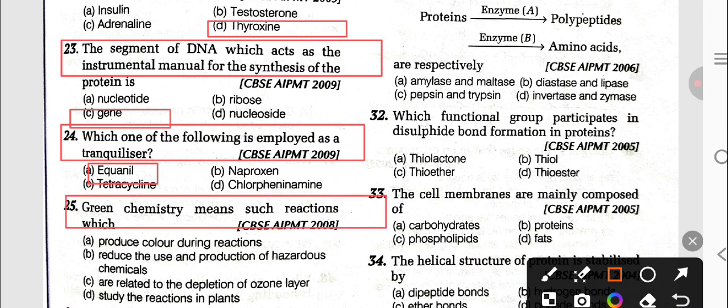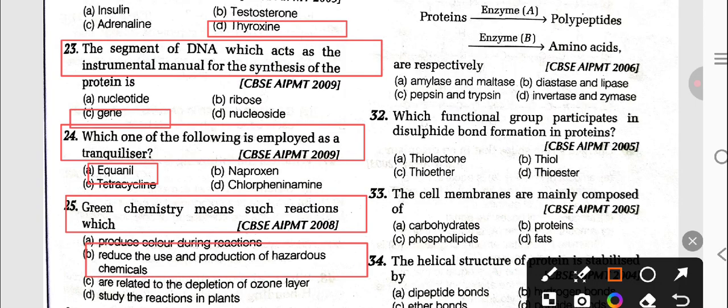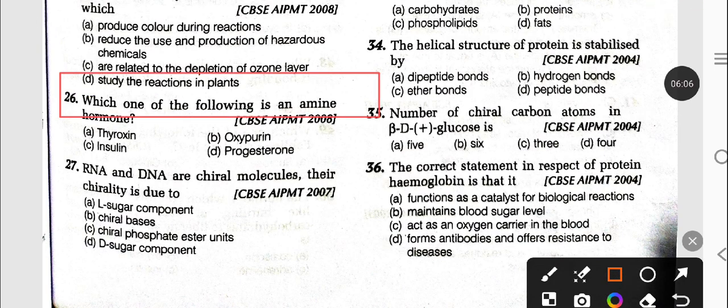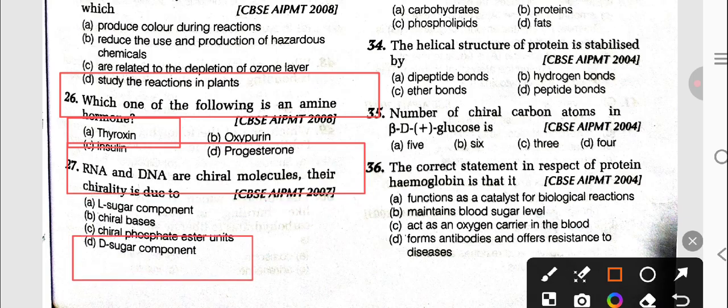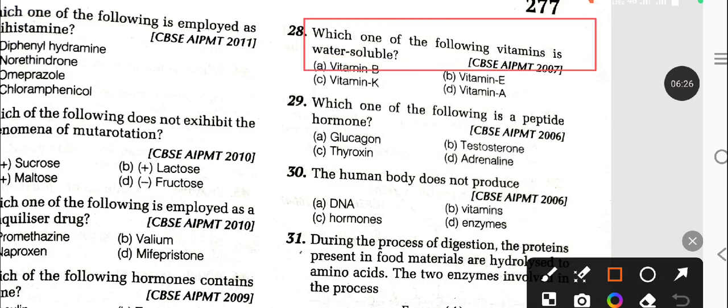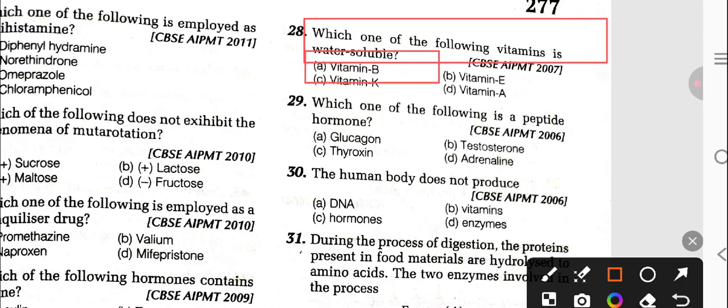Green chemistry means such reactions which reduce the use and production of hazardous chemicals. Option number B is the right answer. Which of the following is an amine hormone? So option number A, that is thyroxine. It is an amine hormone. RNA and DNA are chiral molecules. Their chirality is due to the D-sugar component. Option number D is the right answer. Next is, which one of the following vitamins is water soluble? So A, D, E and K are fat soluble. Vitamin B is water soluble.